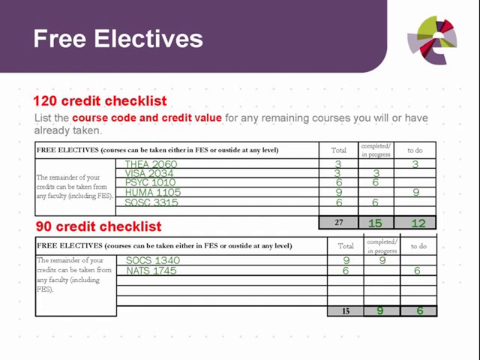In the free elective section, indicate which courses you plan on completing or have already completed, along with their credit value. Free elective courses can come from other faculties as well as from FES. 27 credits of free electives are taken in the 120 credit program, while 15 credits are taken in the 90 credit program.